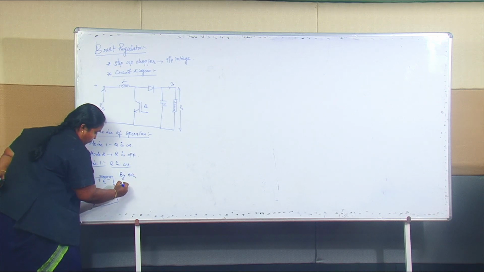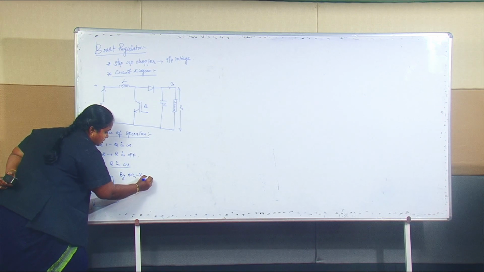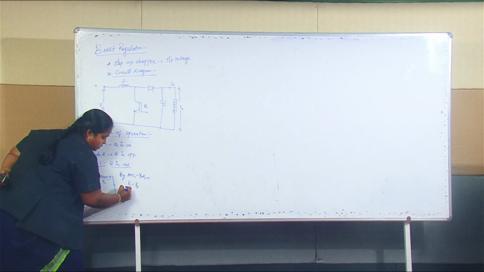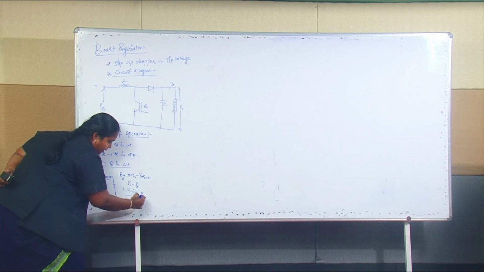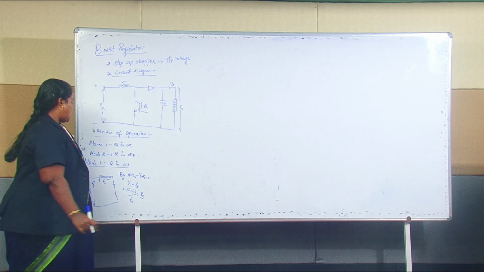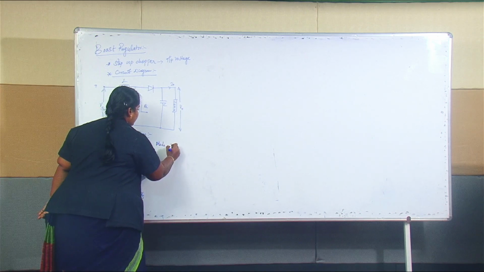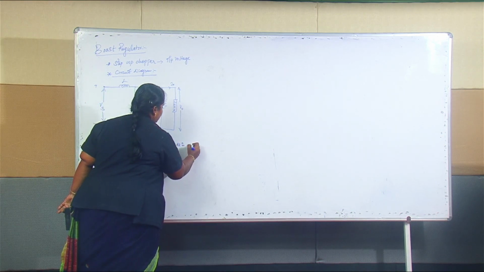By KVL. When you apply a KVL equation, you will get minus Vs plus VL is equal to 0. So your VL is equal to Vs, which is L into (I2 minus I1) by T1 is equal to Vs, right? So let it be. And next, for your mode 2 operation, consider your switch to be in the off state.